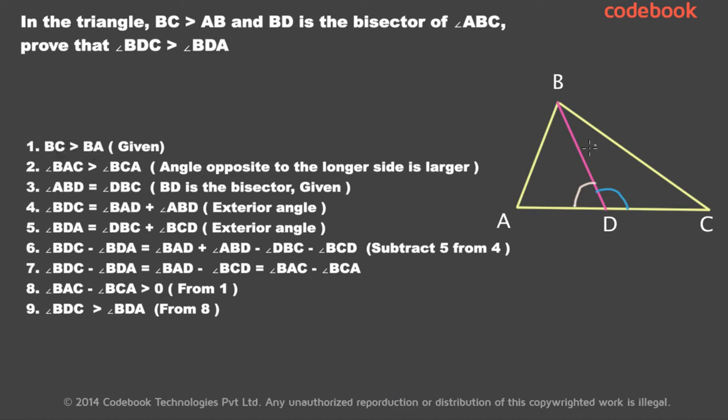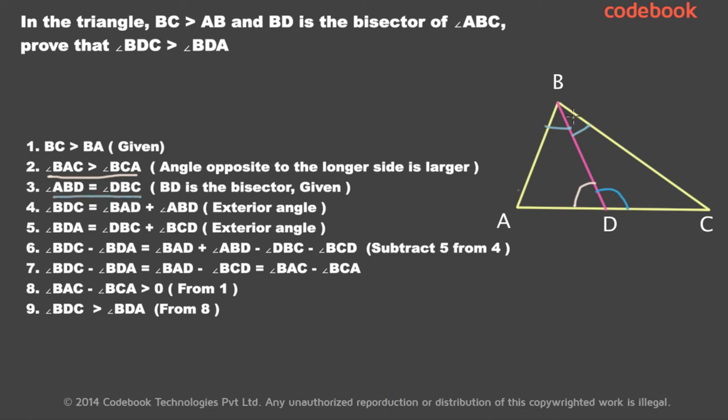We have been given BC is greater than BA or AB, which means the angle opposite to the longer side will be larger based on our theorem 1. So the angle opposite to the longer side, BAC, is greater than the angle opposite to the smaller side, which is BCA. So that is in 2. We also know that angle ABD is equal to angle DBC because BD is the bisector. It will bisect the angle into two equal halves. So angle ABD is equal to angle DBC.